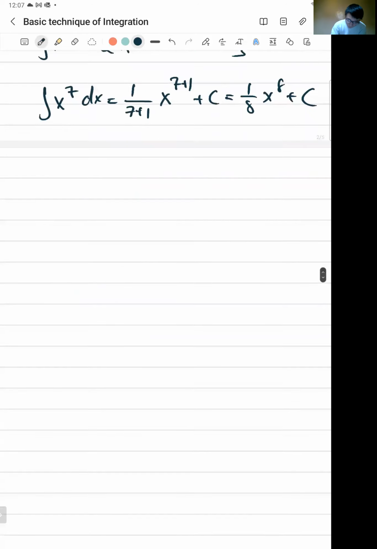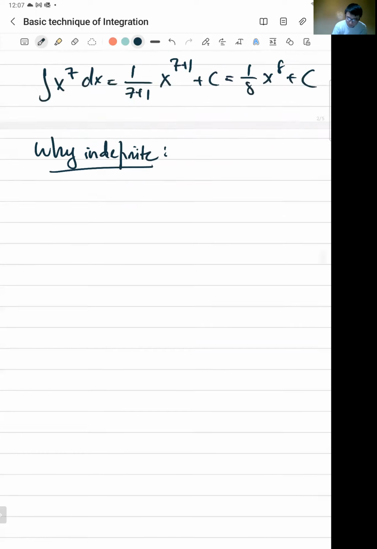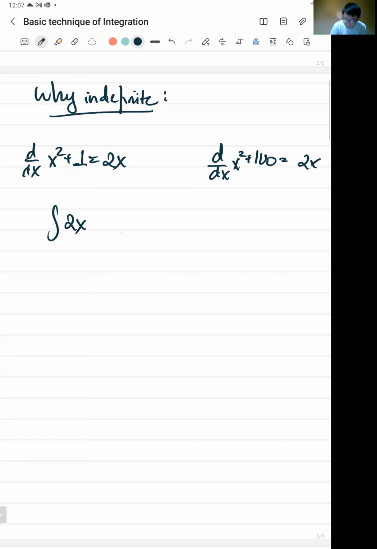So now, why indefinite? Before explaining indefinite, first let's explain why plus c. Imagine I asked you to differentiate x squared plus 1, and also to differentiate x squared plus 100. What would we get? The first one, for sure, I get 2x. The second one also gets 2x. But if I want to integrate 2x dx, what will I get?